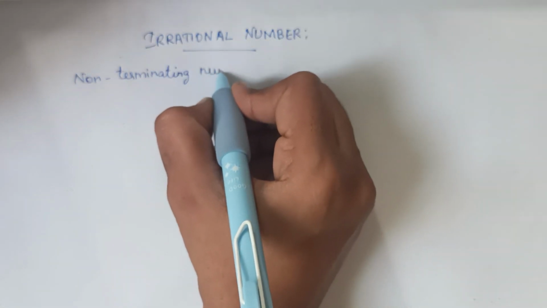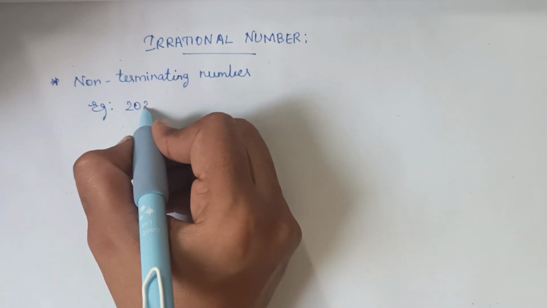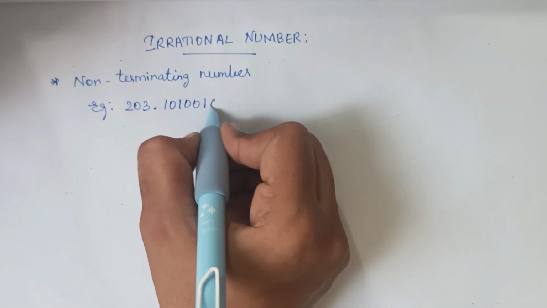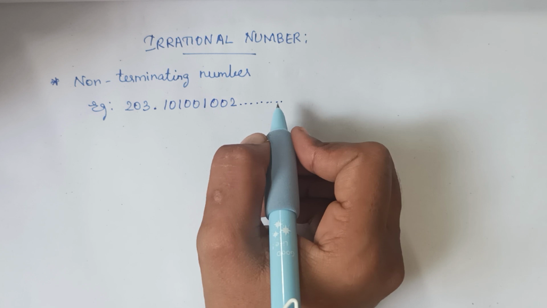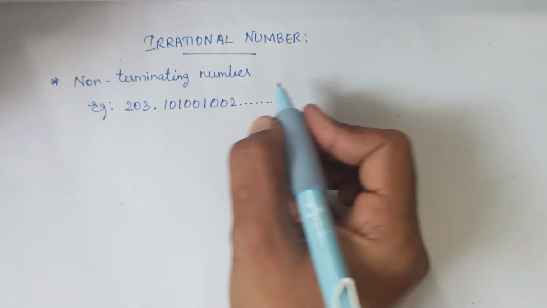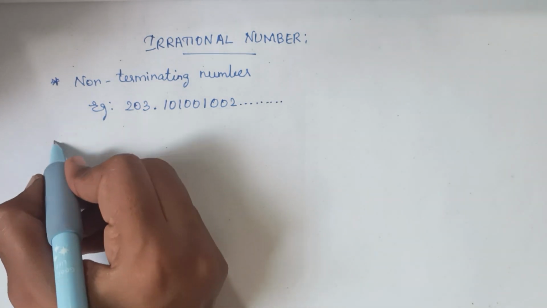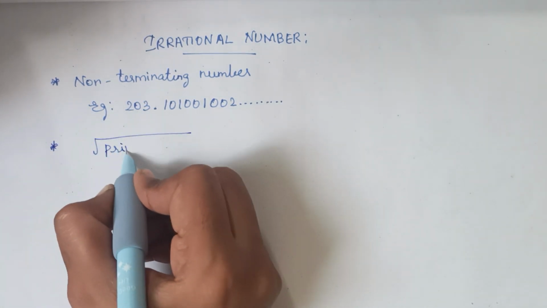Non-terminating number. For example, 203.101001001002, and it goes on. It is an endless number. If it is an endless number and the digits are not repeating the same way, then those are called non-terminating numbers. It will be considered an irrational number.